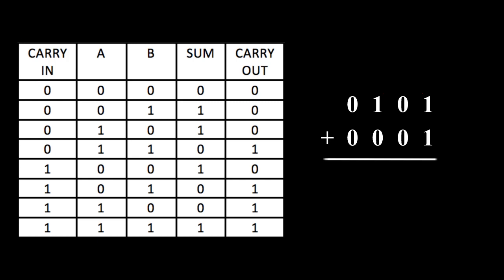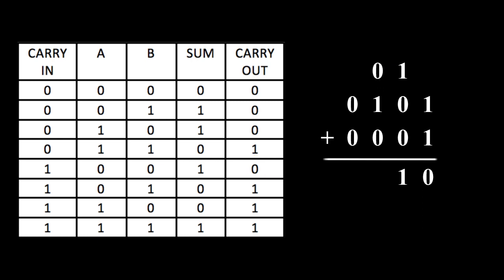Let's do our math now. Just like in decimal, we start from smaller numbers on the right and work our way to the bigger numbers on the left. First, we add together the first column, 1 and 1. Using the chart, we can see that when the carry in is 0, A is 1, and B is 1, the sum is 0 and the carry out is 1. Now we can add together the second column, 1 and 0 and 0. We can see in the chart that when the carry in is 1, A is 0, B is 0, the sum is 1 and the carry out is 0.